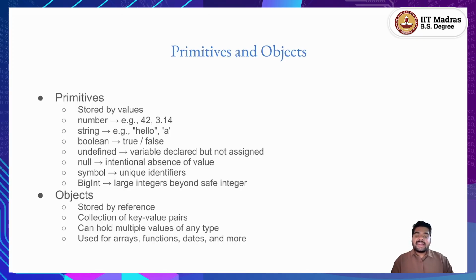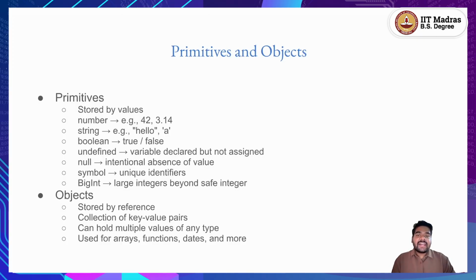Objects, on the other hand, are stored by reference. So they are stored as pointers to the memory addresses. As a consequence of that, if you try to copy an object directly by assigning it to another object, they will both point to the same object. So any changes in one object would also be reflected in the other object. Objects are collections of key value pairs, basically like dictionaries, but with certain additional functionality, and they can hold multiple data types. We'll look at objects in much more detail at a later point.